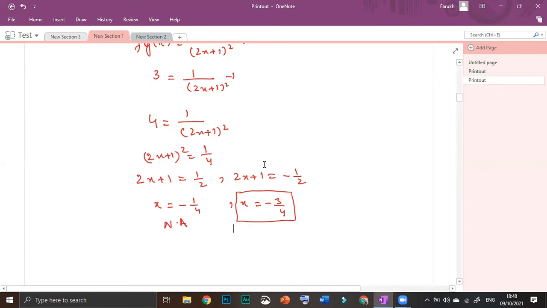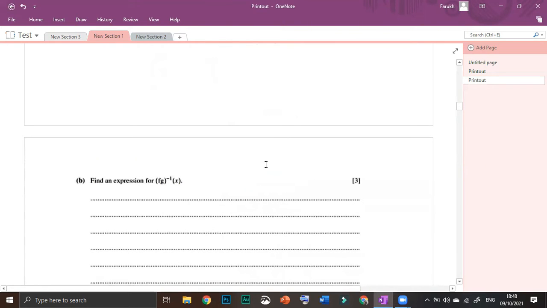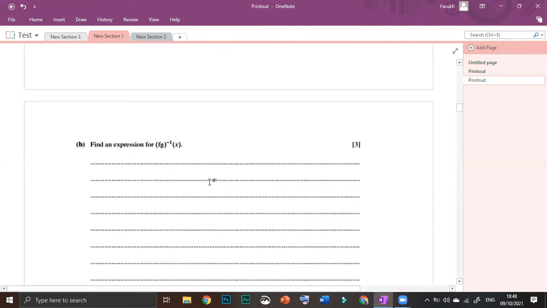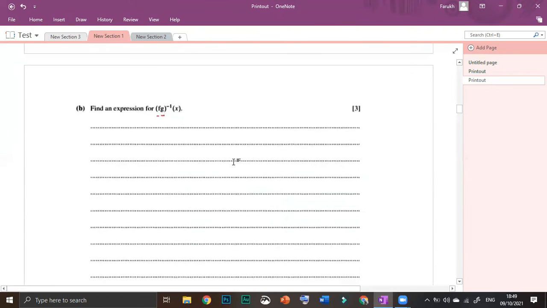Now we will move on and the next part is find fg inverse of x. Again you can see that there are two functions f and g. First of all we will find out the composition function fg and then we will find the inverse for the composition function. We have fg already, we have calculated fg already, this one fg of x is equal to 1 over 2x plus 1 whole square minus 1, and we will find out the inverse of this function in the next part.